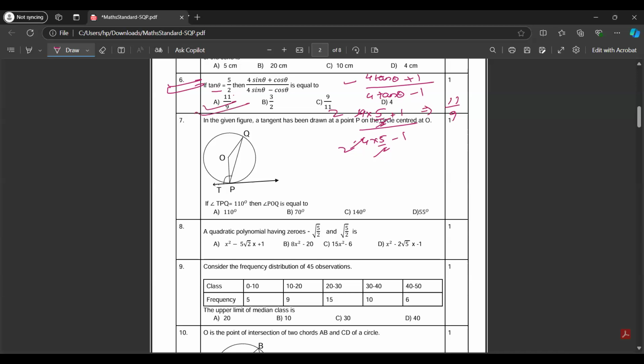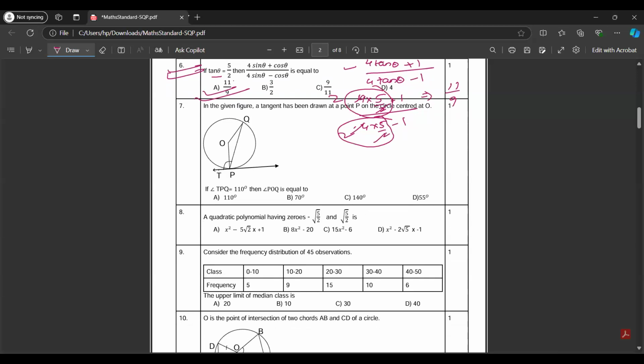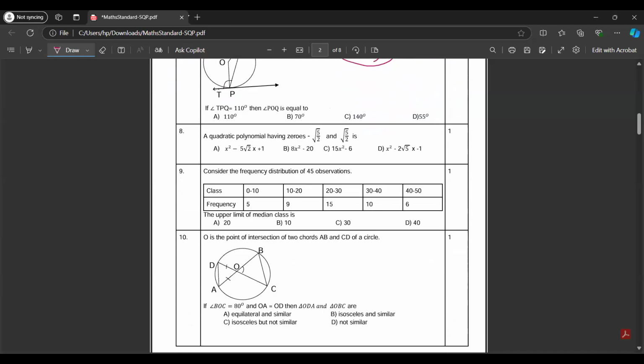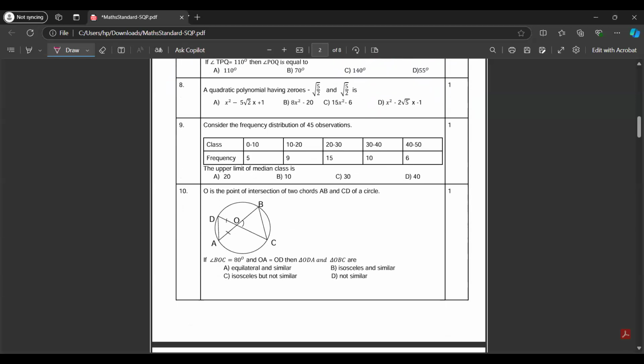Ma'am, if addition and subtraction are there in the denominator and the numerator, how can we cancel? I have cancelled only the multiplication part. See this part only. Oh, okay, ma'am. Understood? Yes, ma'am. Okay.